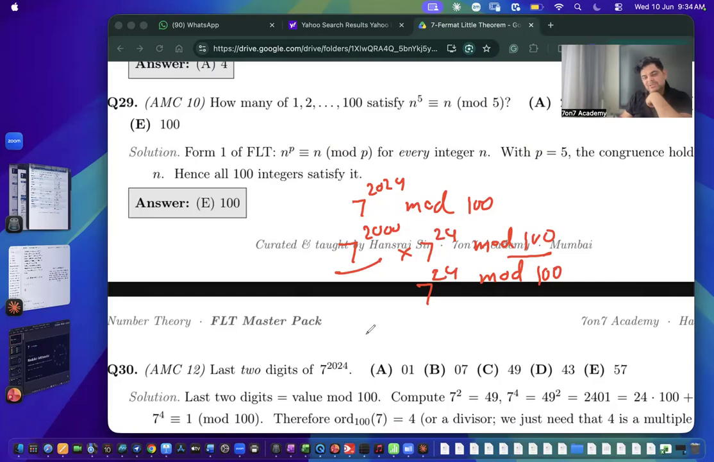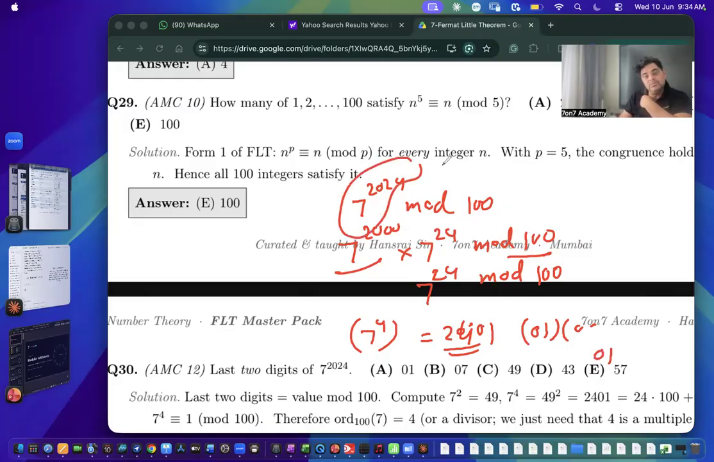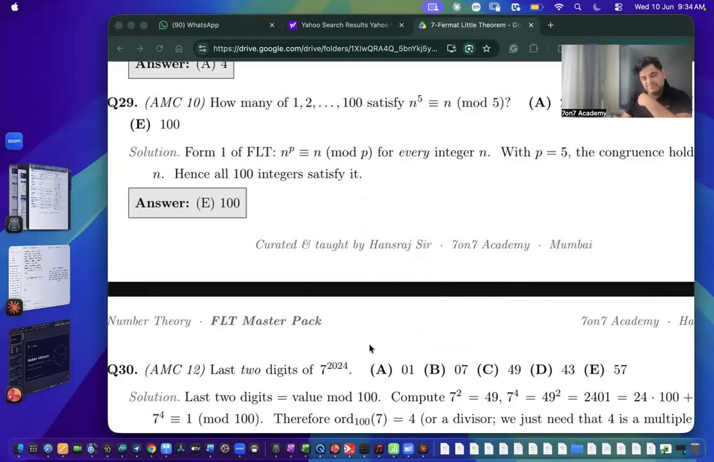This is a very special number, 7 raised to 4, which is 2401. And every time you get 2401, so you multiply 01 four times, so that would give 01. So when this big number is divided by 100, what remainder would you get? कितना आएगा बेटा? 1. This was a very difficult question.